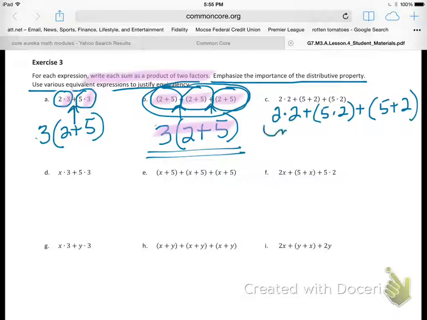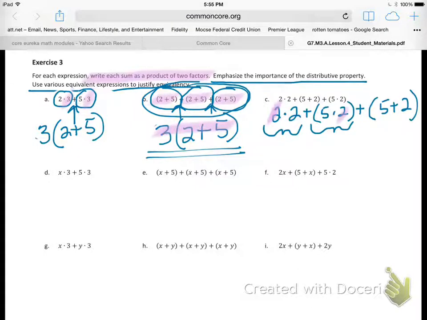So first two expressions, the 2 times 2, and then the 5 times 2, and like we did in the first one, in A, we can see that we have a common factor, okay, and the common factor being 2, all right? So those two expressions have a common factor.